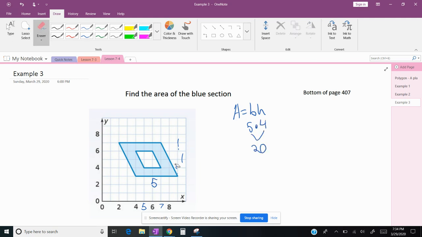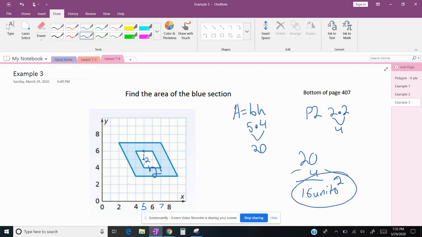But now we want to subtract out that little inside parallelogram. So it looks like the base is 1, 2. And then the height is 1, 2 as well. So the inside, or parallelogram 2, is going to be 2 times 2, which is 4 square units. So now we're just going to take the whole entire large parallelogram and subtract out that little tiny inside one to get 16 units to the second power. And that's how we do those problems.